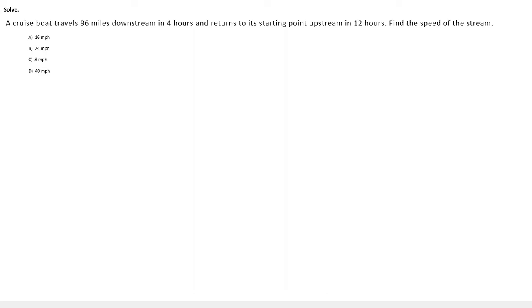Solve. A cruise boat travels 96 miles downstream in 4 hours and returns to its starting point upstream in 12 hours. Find the speed of the stream. Okay, we're being given a word problem. It's an application. Somehow we're going to apply some kind of math theory.